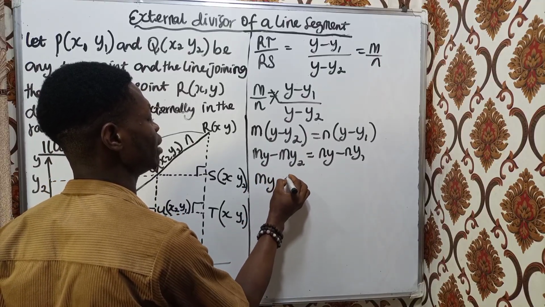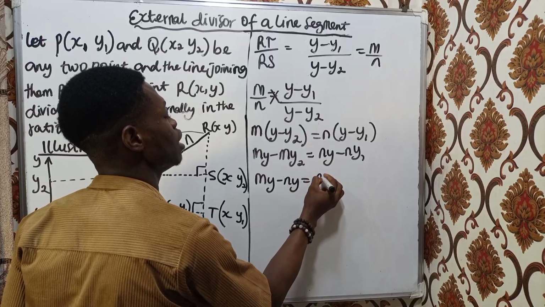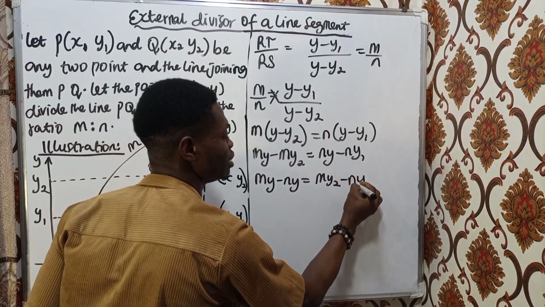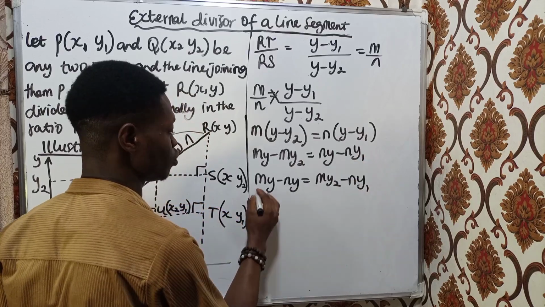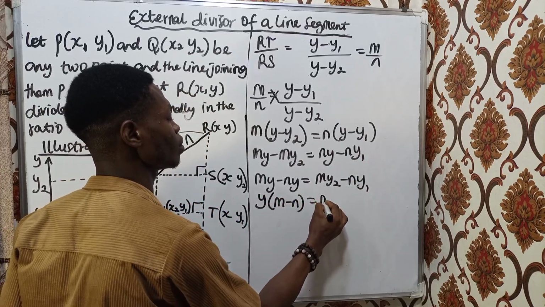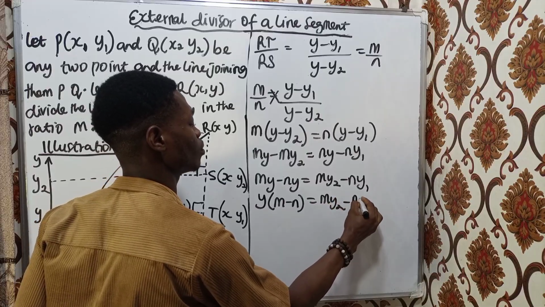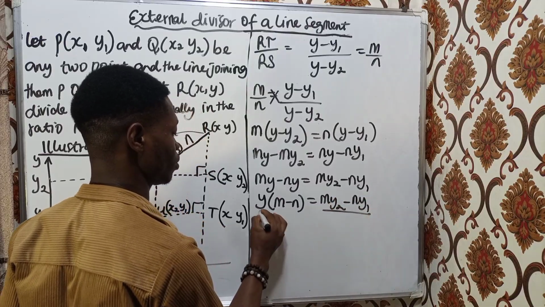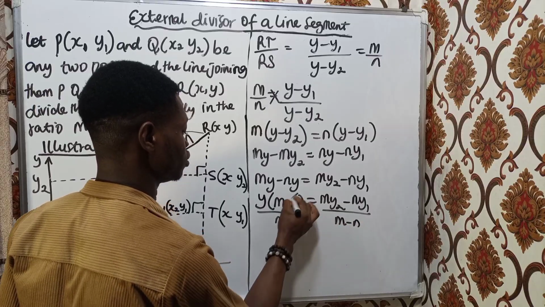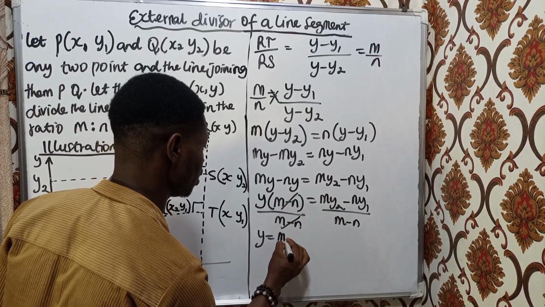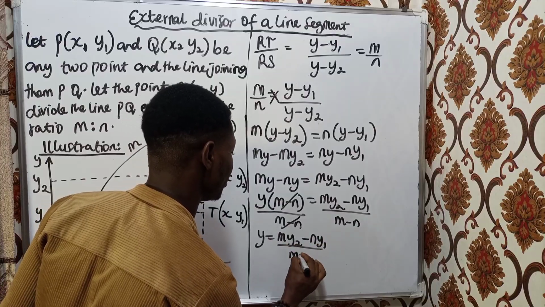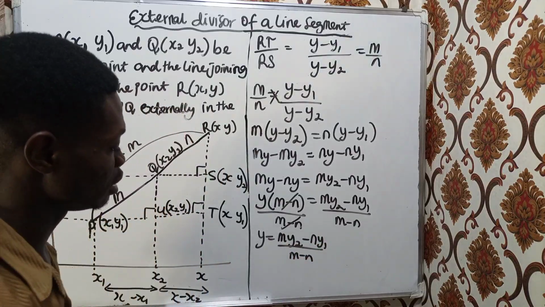So I think this one can come here: my minus ny is equals to my2, that's this one coming here, then minus this one staying where it is. So what is common? y, because we are looking for y. And divide by m minus n. So our y is equals to my2 minus ny1 all over m minus n. So this is the value for y.